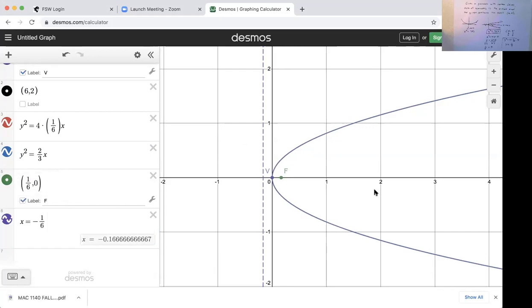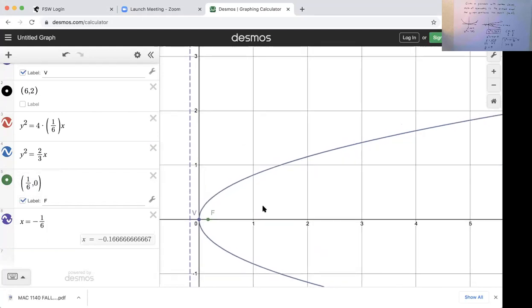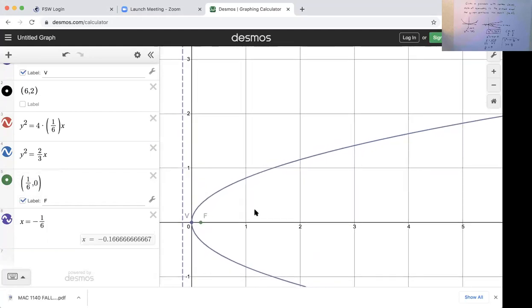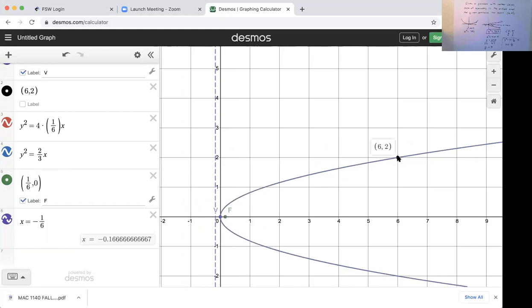Okay, so these points on the graph have to be equidistant from the focus and the directrix. So what was our point that we started with? It was 6, 2, which I can see here. What is the distance from 6, 2 back to the directrix? What is the distance from 6, 2 back to the focus? So let's think about that. It's all the information that we have. The point is 6, 2. The focus is 1/6, 0. And the directrix is x equals negative 1/6.